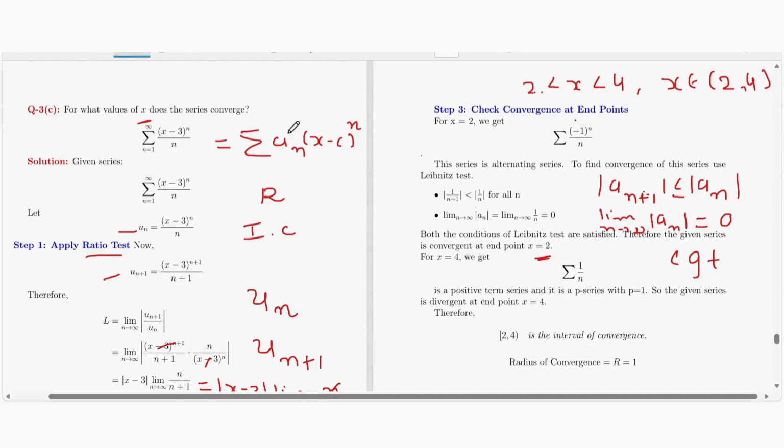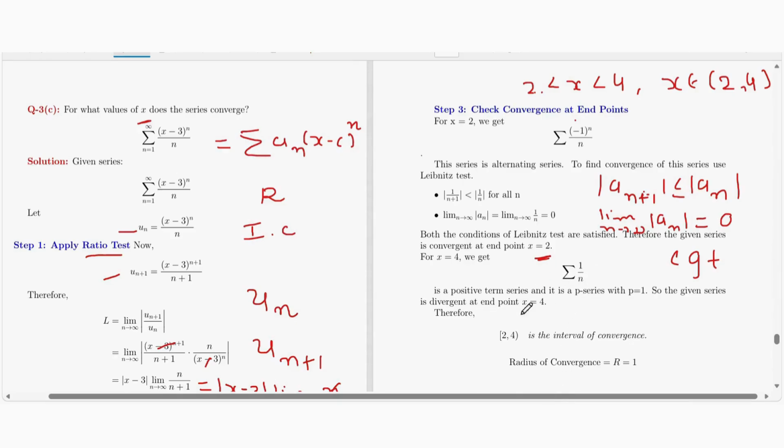So for this what to do? Put x equal to 4 here. So 4 minus 3 is what? Positive 1. So 1 raised to n is 1, and 1 upon n. So we get the series 1 upon n. For x equal to 4, we get the series 1 upon n. How to get it? In this power series put x equal to 4. So 4 minus 3 is 1, and 1 raised to n is always 1. So the series is 1 upon n.